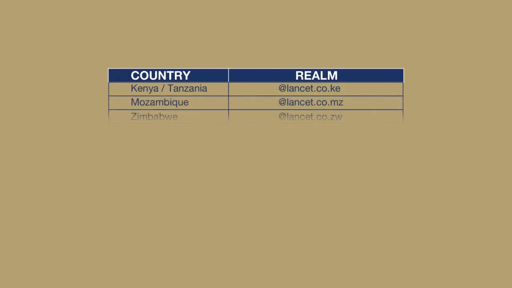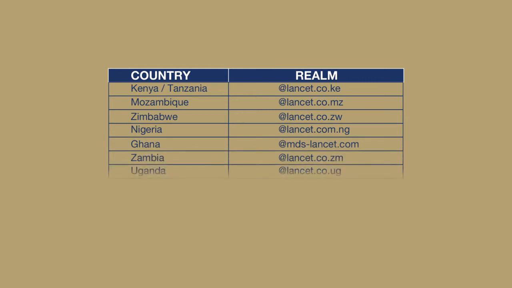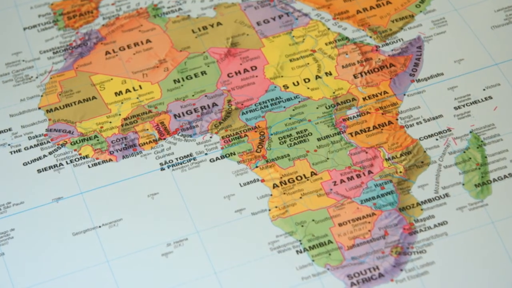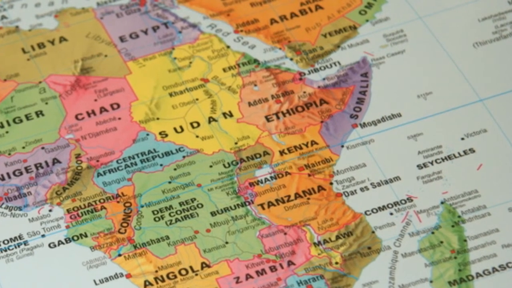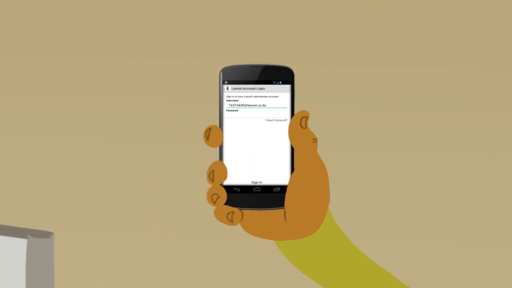Countries outside the borders of South Africa, when you sign in using your created username, you will also need to add the relevant country's realm after your username in order to successfully sign in. For example, a Lancet registered provider in Kenya would sign in using the Kenya realm at lancet.co.ke after the chosen username.